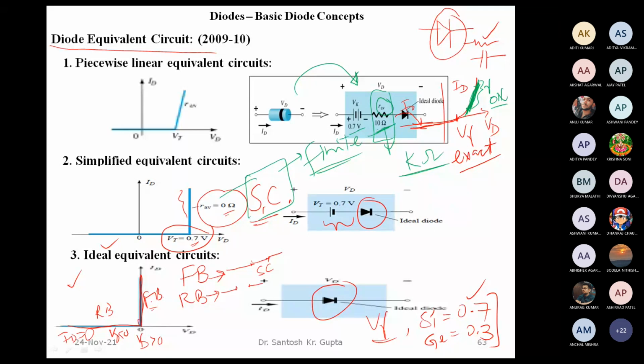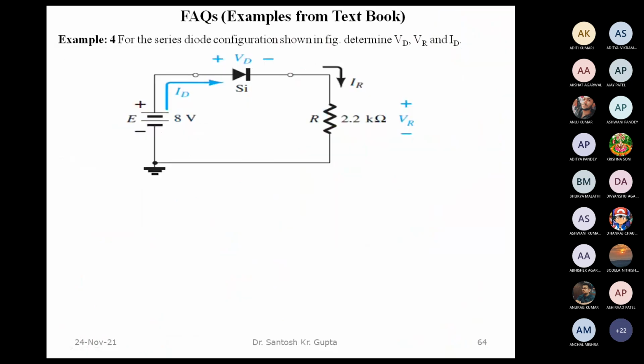So for hand calculations, we will see that this simplified equivalent circuit, which consists of an ideal diode along with the barrier potential, is most suitable and most of the time used. So let us now see a few cases of how we can apply this to solve some simple circuits.